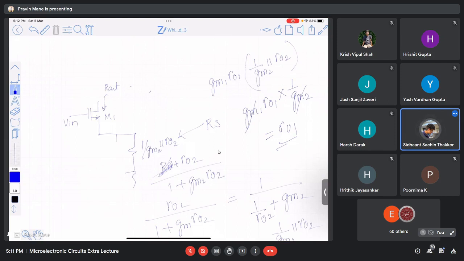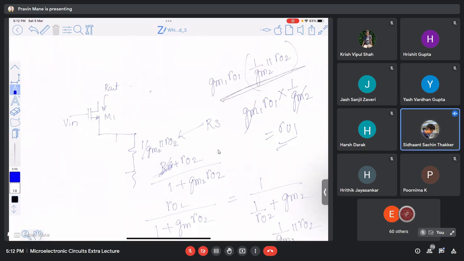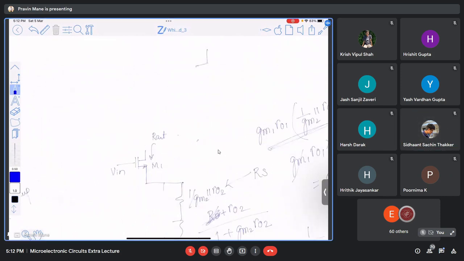Could you explain the very last part? How you got GM1 RO1 into 1 by GM2 parallel RO2? Yeah, so that is based on this formula. What is the formula for impedance here? If you look from this terminal, what is R out here? Approximate value? If this is M1, this is RS, GM1 RO1 into RS, right?